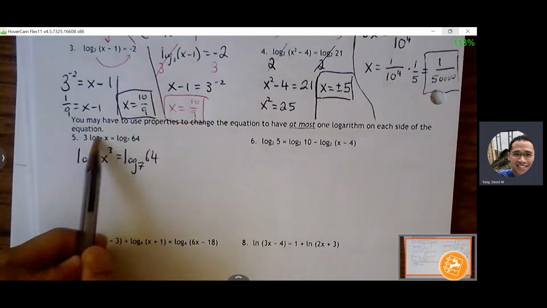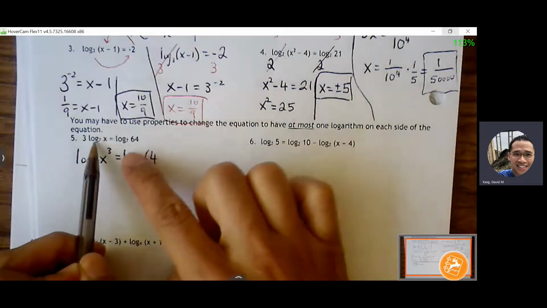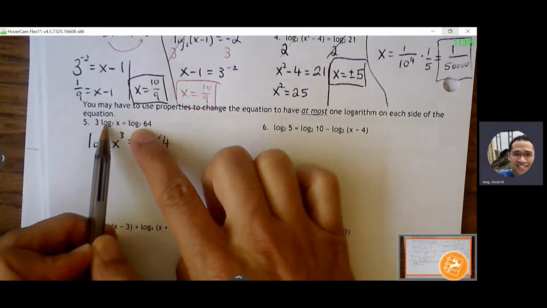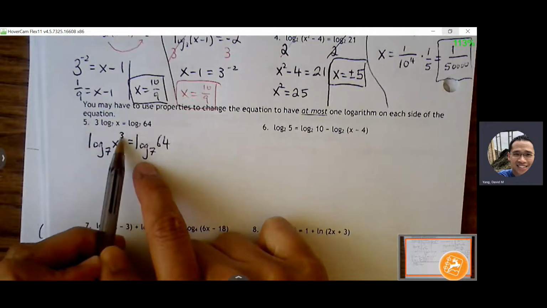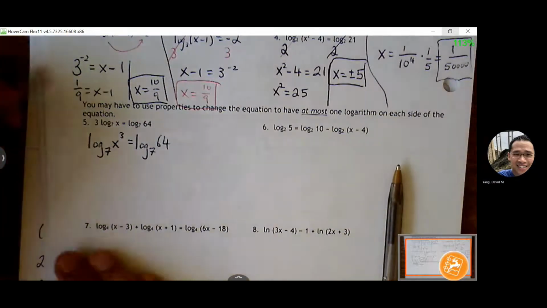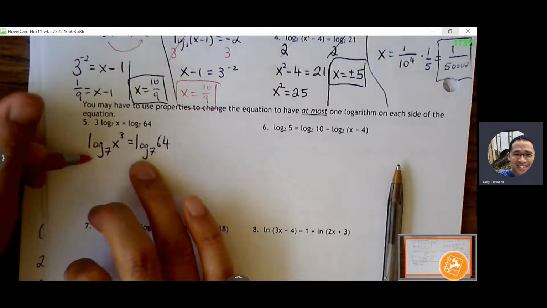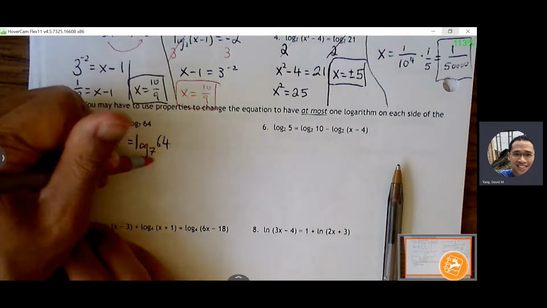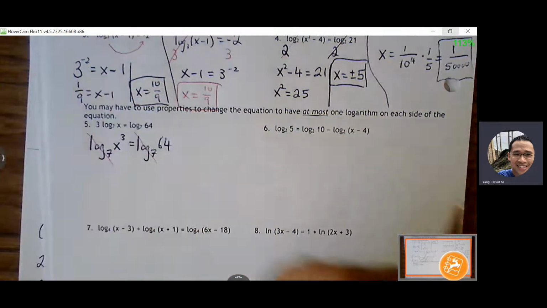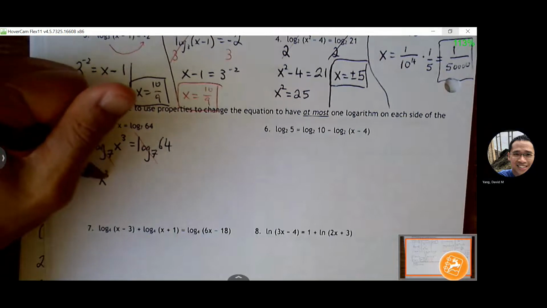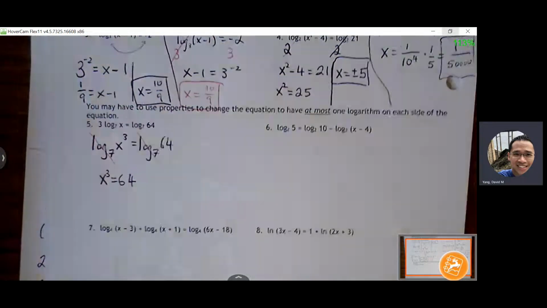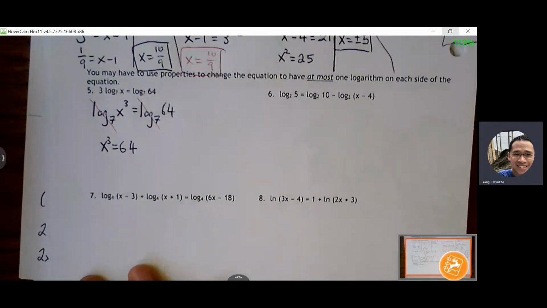If we remove it beforehand, we're not quite having matching logs, but now we have log base 7 equals log base 7. That 3 has been dealt with. You can think of it as raising both sides with 7 as a base, or you're just basically taking that log base 7 away from both sides. X cubed equals 64. Okay. Take the cube root of both sides.